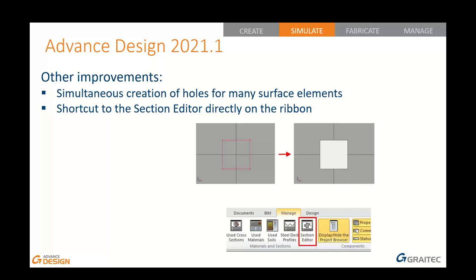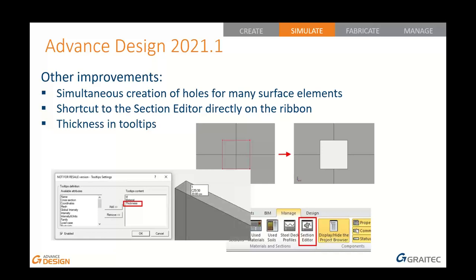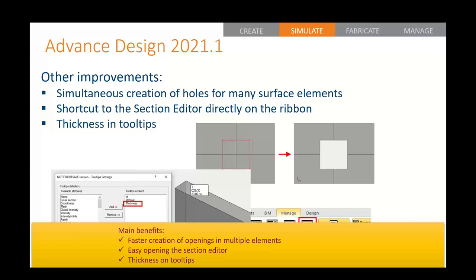Another very small improvement: on the Manage ribbon, an icon was added to run the section editor, to speed up opening the module for creation or addition of cross sections. And another very small improvement, but nice maybe, I hope. Now we can show the thickness value in the tooltips, because the thickness property is added to the list of available attributes for tooltips. So we can see that such small improvements allow for faster creation of openings and make it easier to control the model using tooltips, and so on.